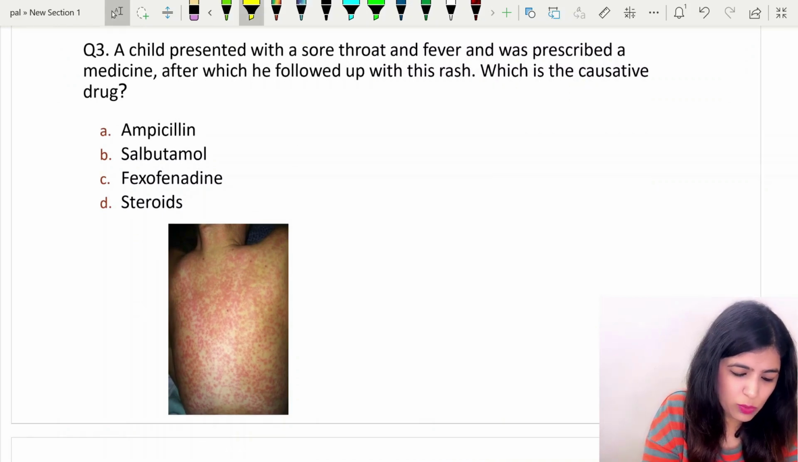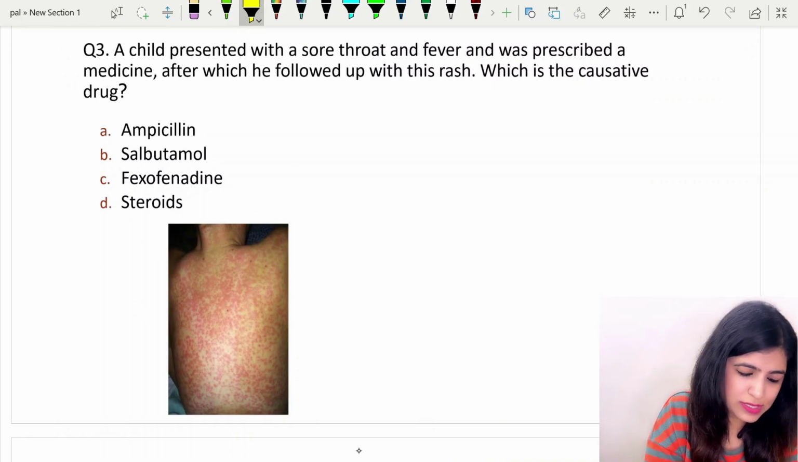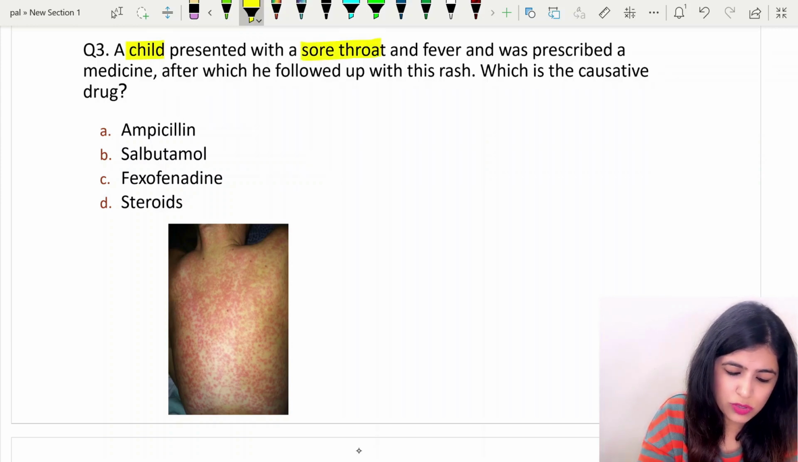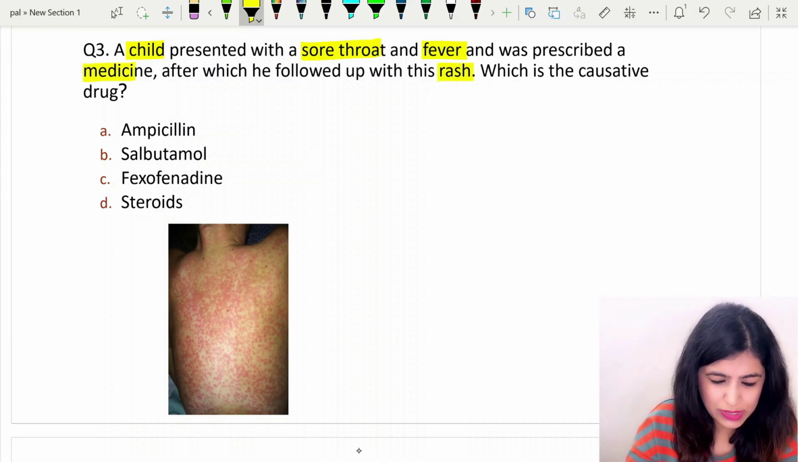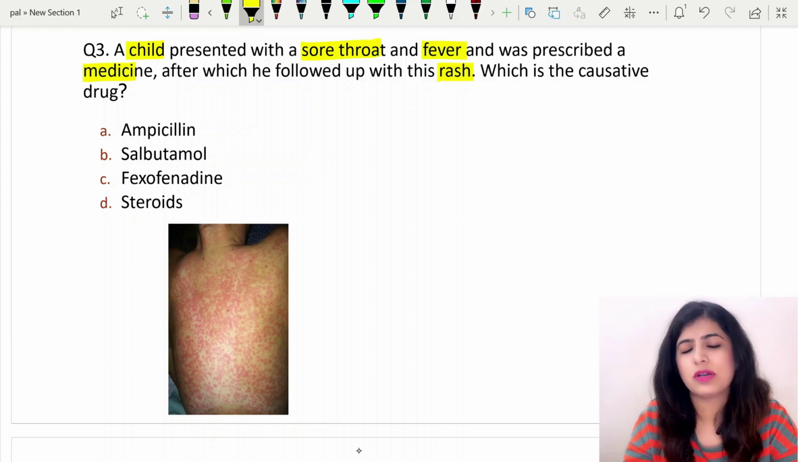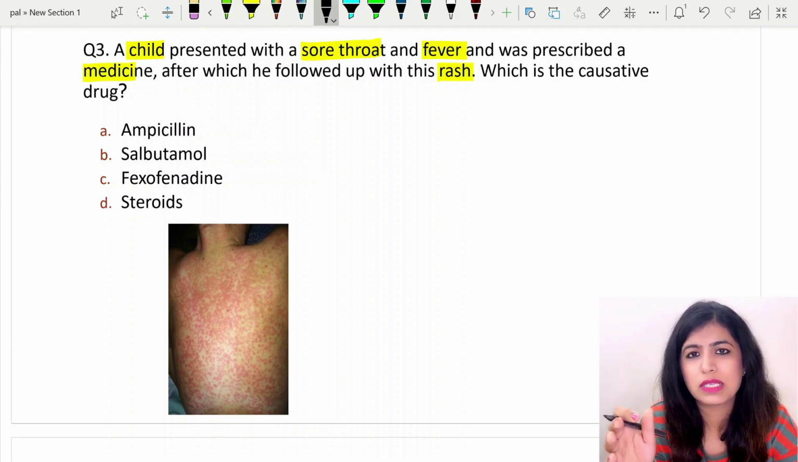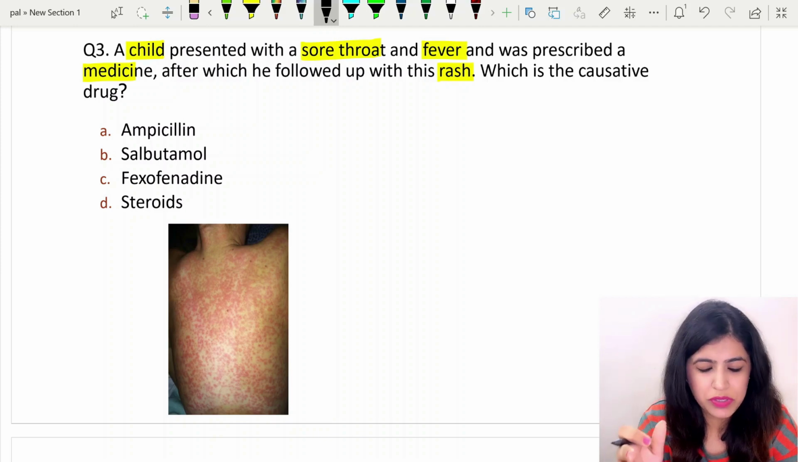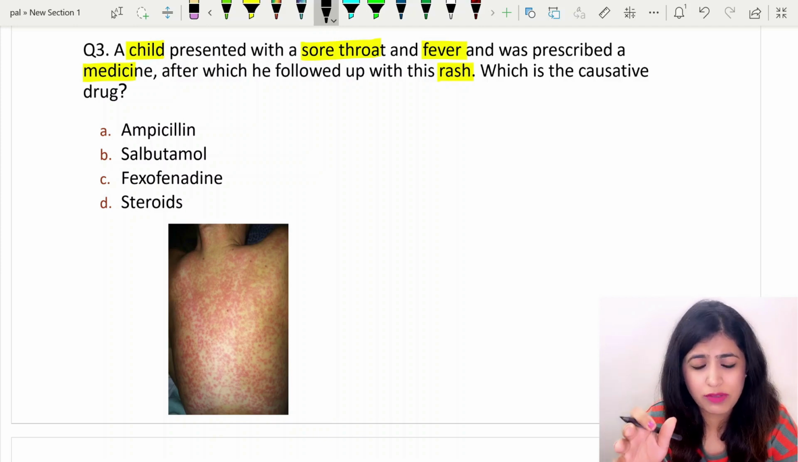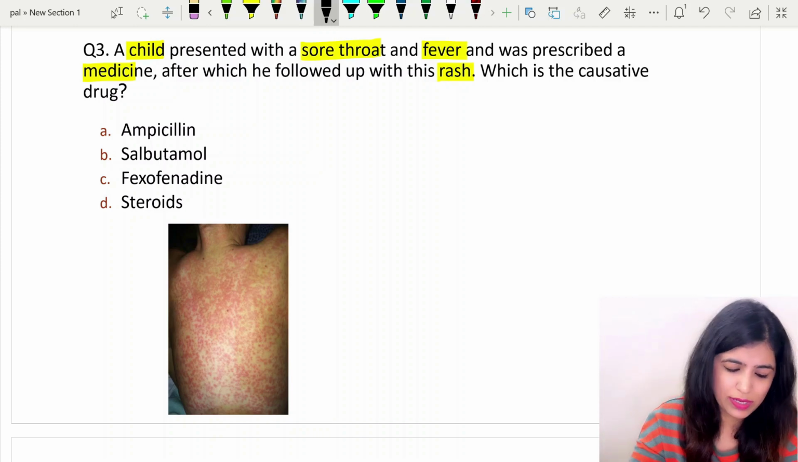Coming to the third one, this is a long question. Let us see what it is asking. A child presented with a sore throat, fever, was prescribed a medicine after which he developed a rash as shown in the image. What is the causative drug? This question has been often asked in the AIIMS exams, in the JIPMER exams over the last 5 to 7 years, and it is a direct repeat. So quite a simple one at that.